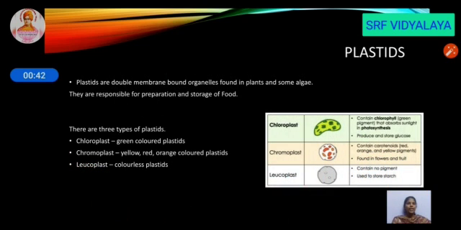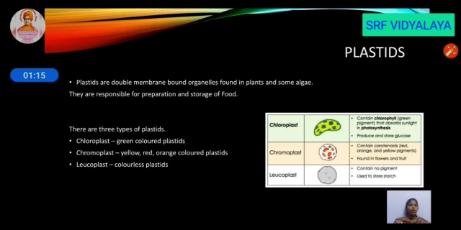Plastid. So plastid is nothing but the double membrane bound organelle found in plant and some algae. So chloroplast is also called as plastid. So there are three different types of plastid: chloroplast, chromoplast and leucoplast. So this classification is based on the color. Chloroplast, green color plastid. So this is found in the stem, leaf and in buds. This helps in the photosynthesis.